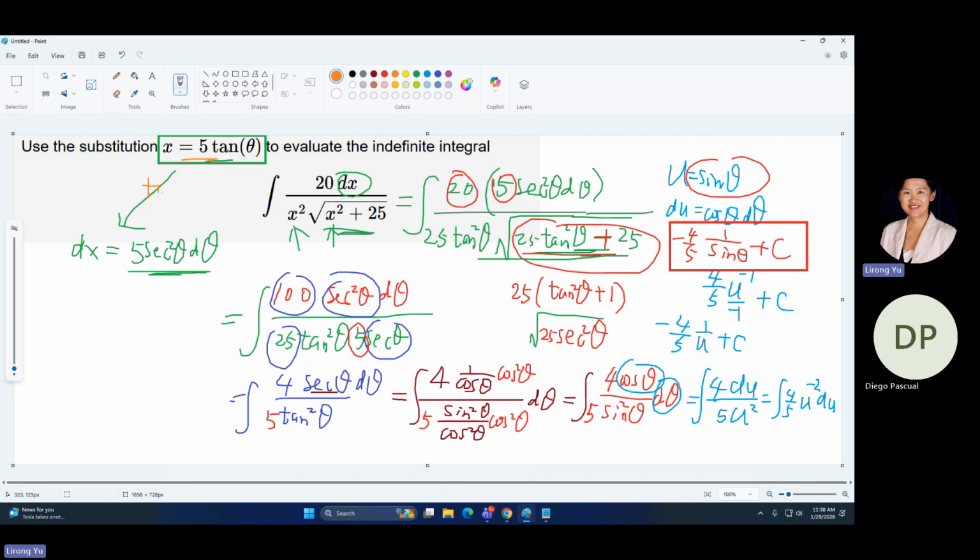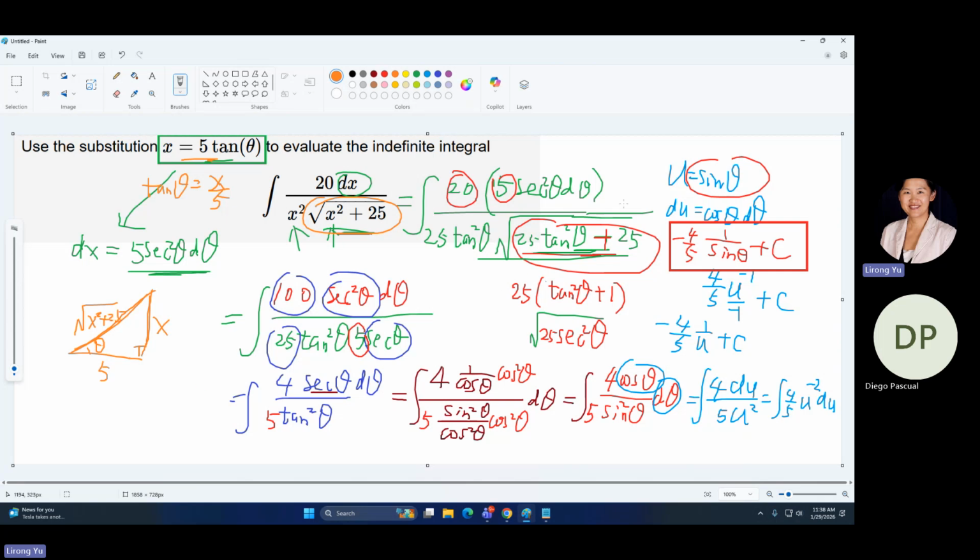So tangent theta would equal x/5. Tangent is x/5. We'll draw the triangle. Tangent is opposite over adjacent. The opposite is x, the adjacent is 5. That was the theta. So this hypotenuse will be whatever we have in the equation. That is our hypotenuse, the square root of x squared plus 25. So now we finish analyzing the triangle.